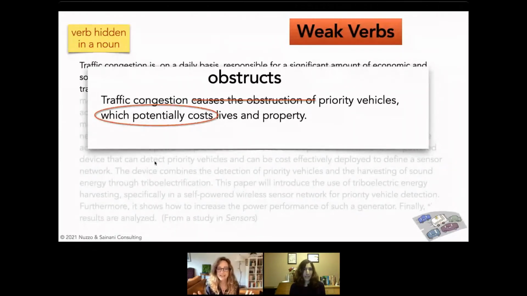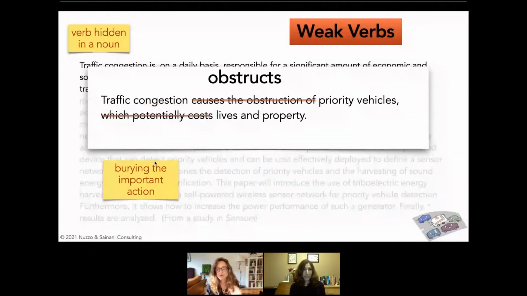When I do that, I notice that I'm kind of hiding things here. I'm burying the important action. I really want to point to the fact that we're losing lives and property, but I have it here where it's a little awkward. So what I like to do there is just rewrite it to bring that cause and effect to the front. When traffic congestion obstructs priority vehicles, lives and property may be lost. Nice. I like it. Yeah, that's a much zippier construction.